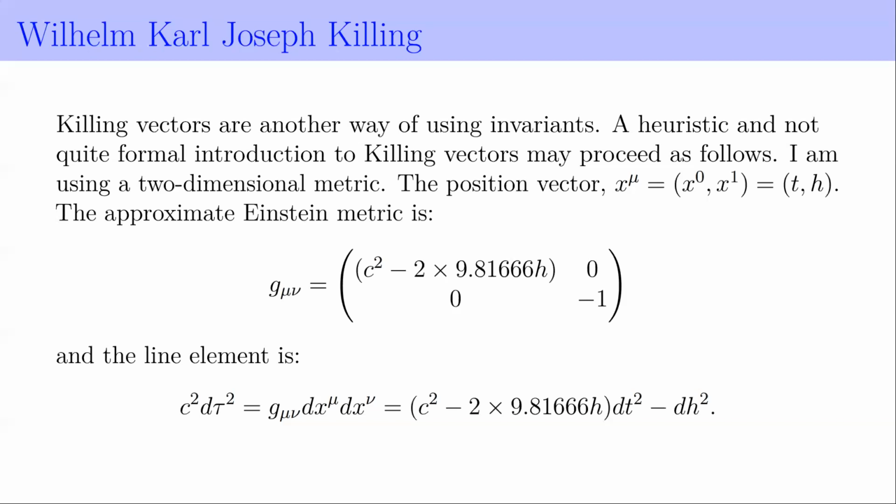The Schwarzschild metric becomes this as an approximation. So the line element, which is the proper time, is the sum over the metric times dx mu times dx nu, summed over both mu and nu, and that gives you this version.